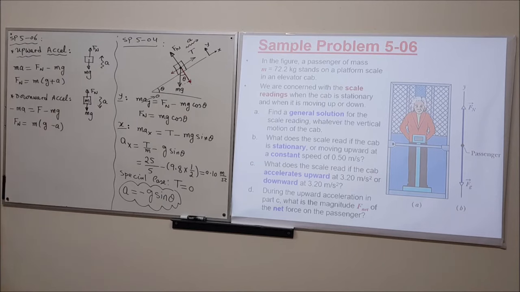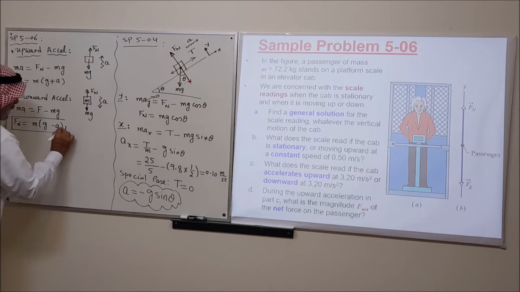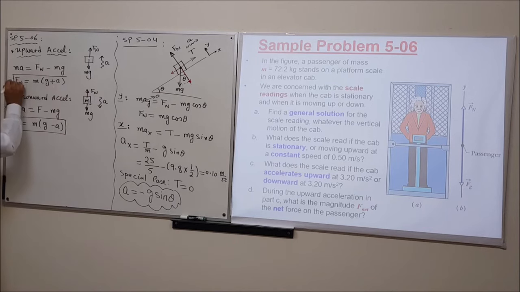Compare the two. So if we have upward acceleration, the scale reading increases. If we have downward acceleration, the scale reading decreases. Okay? And those are the two equations that we have for the two situations.